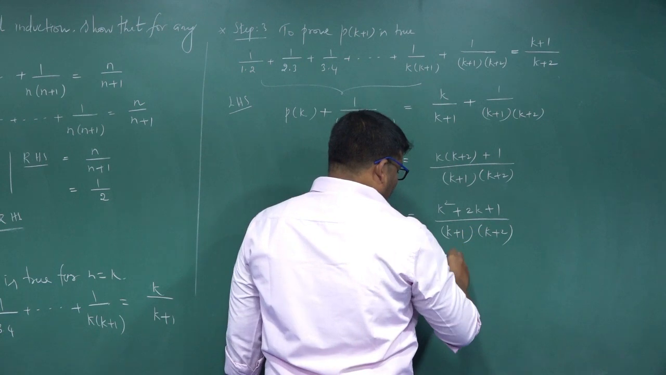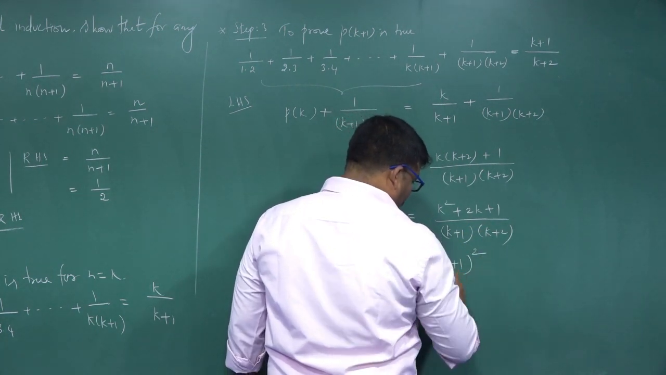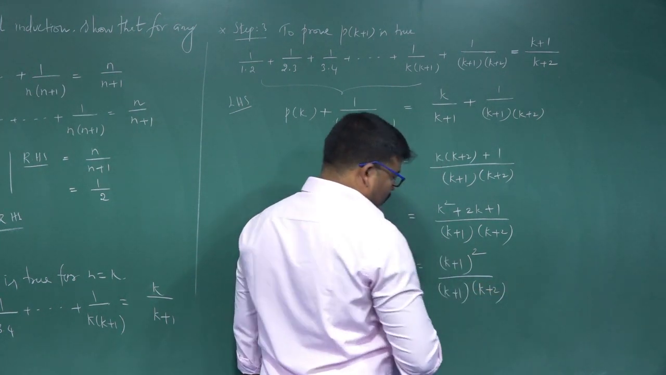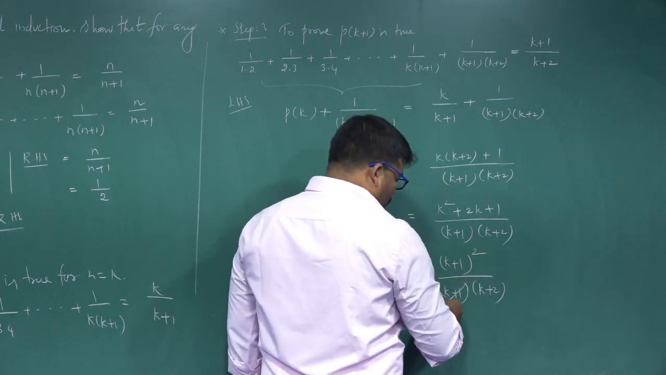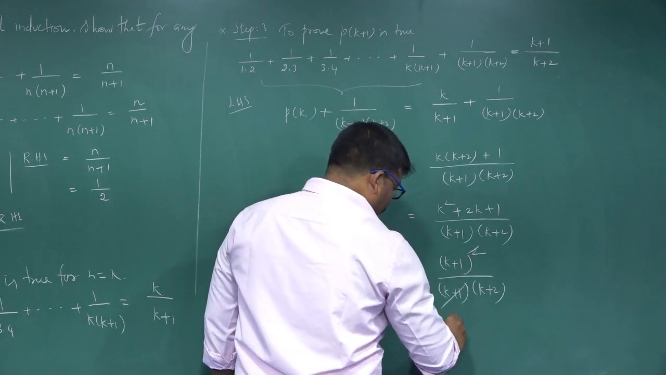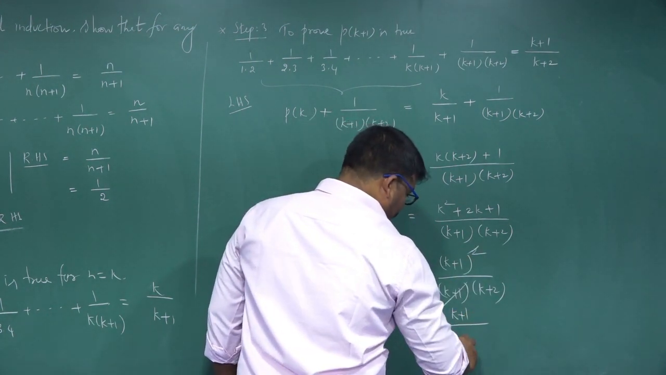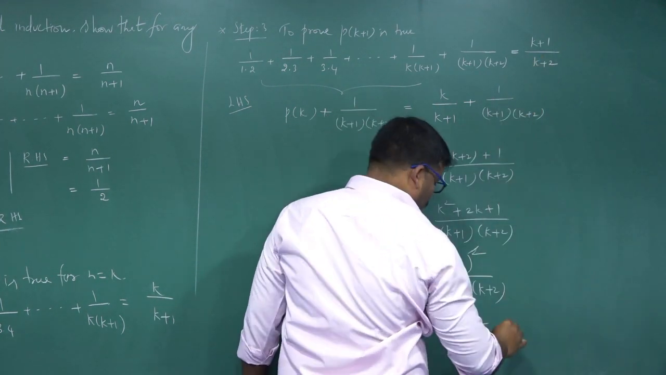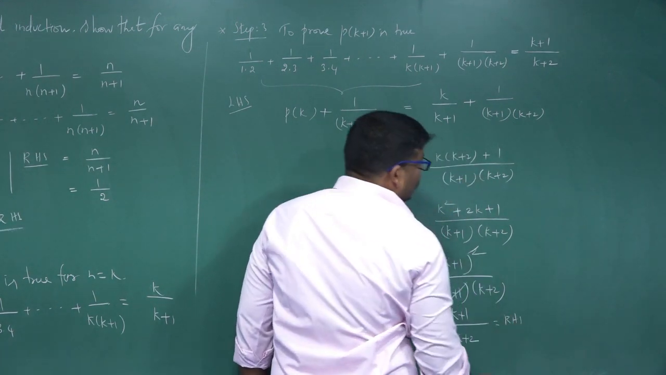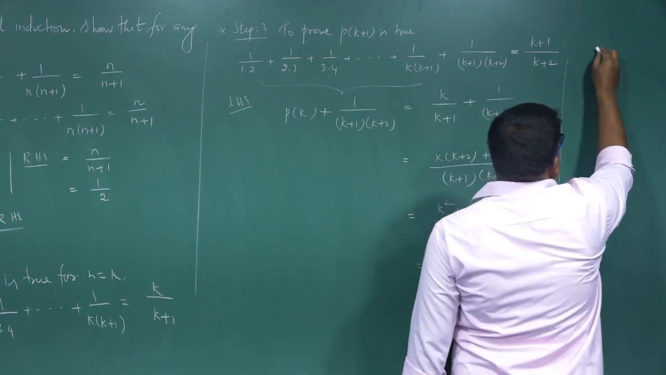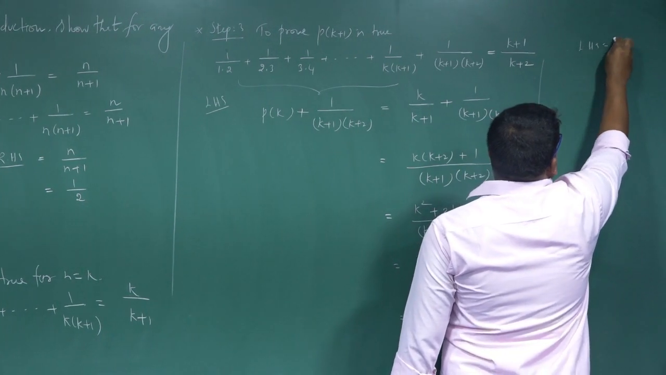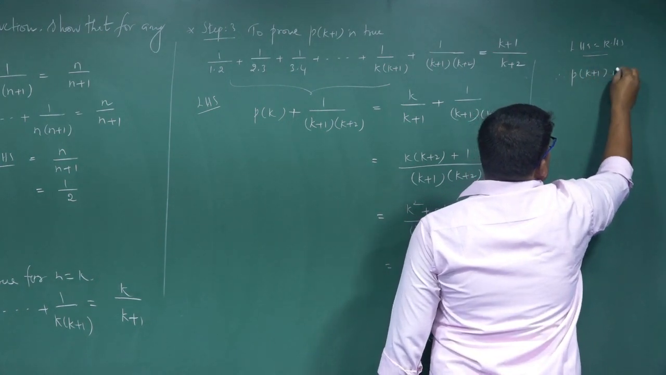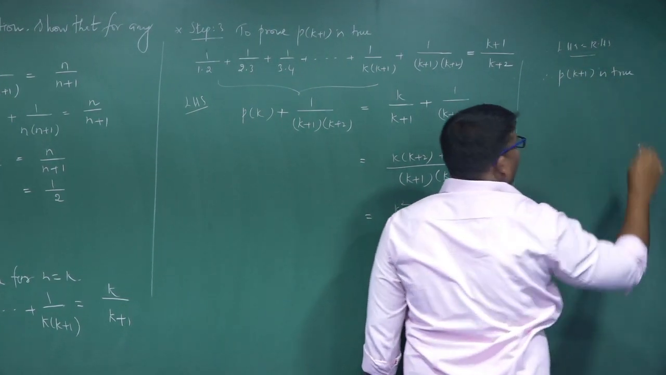Now write k plus 1 whole squared by k plus 1 into k plus 2. One factor of k plus 1 cancels. The remaining term is k plus 1 by k plus 2, which is the right hand side. So LHS equals RHS. Therefore P of k plus 1 is true.